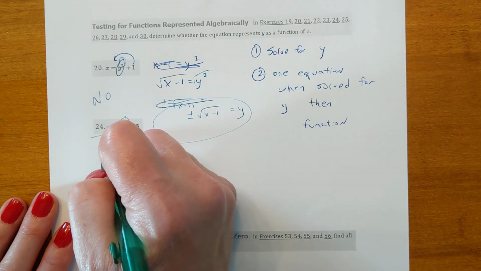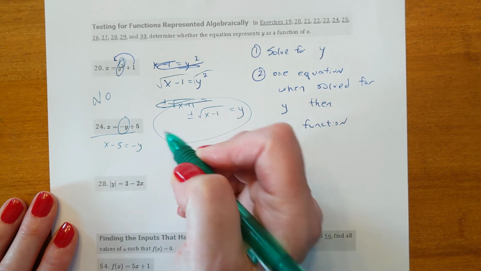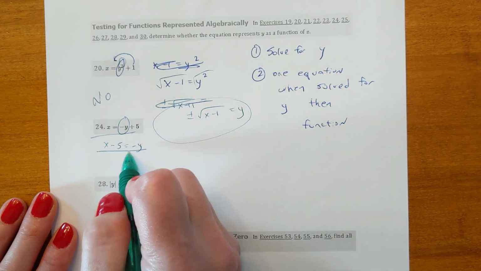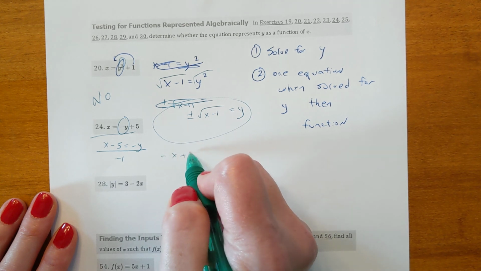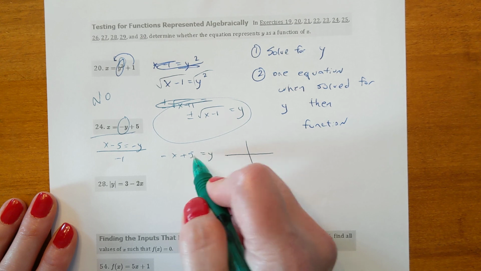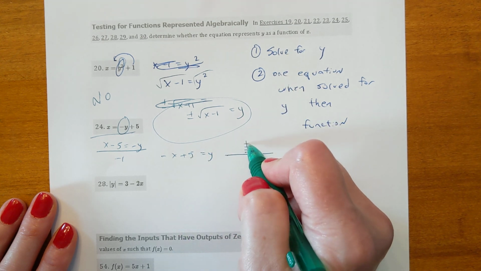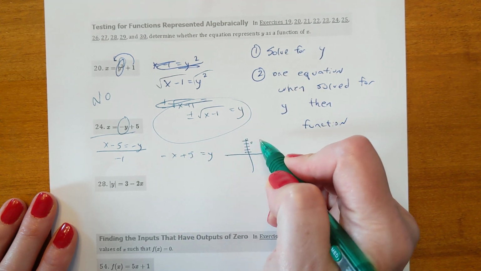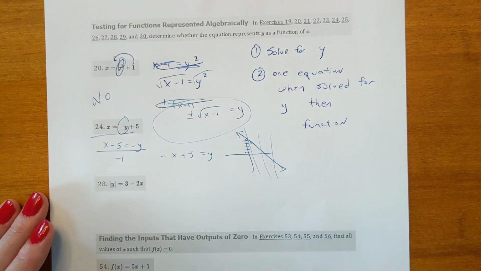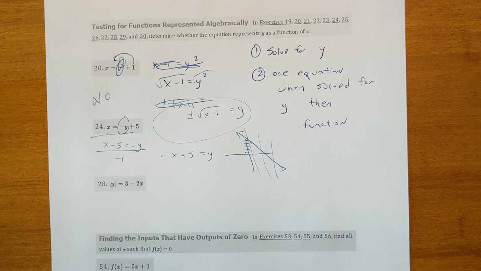Solving it for y, we got x minus 5 equals negative y. So y is by itself, and then divide everything by negative 1. So it gives you negative x plus 5 equals y. So it's an equation of a line. It's going through the number 5. And it's got a negative slope of negative 1 over 1. So it's just a line. Of course, it's a function. It's only going to have one line go through it when you do the vertical line test.